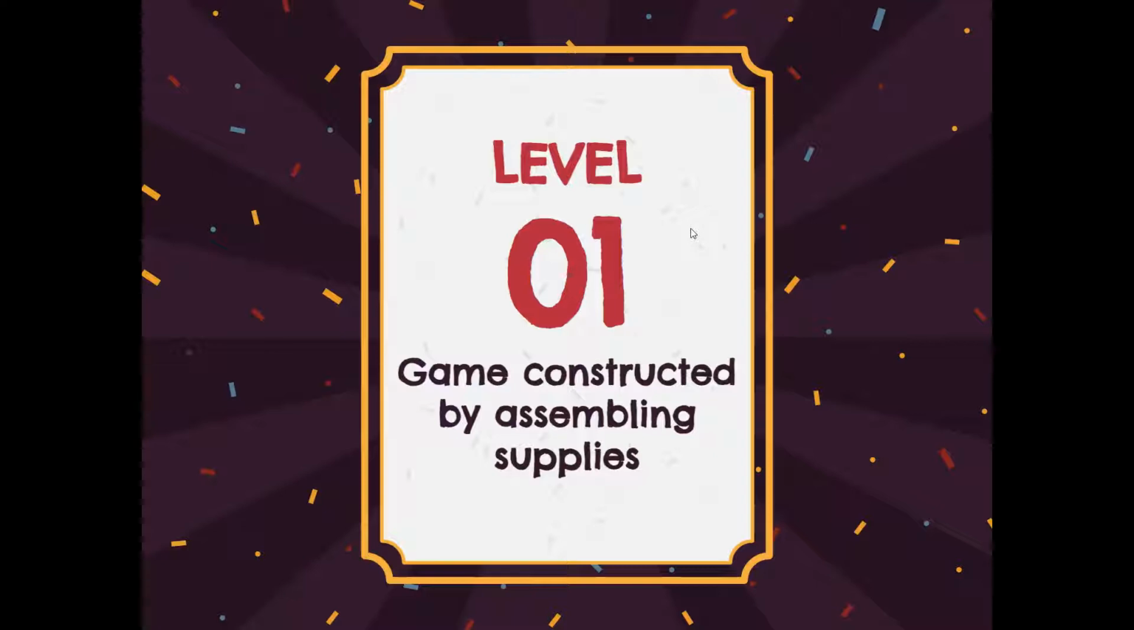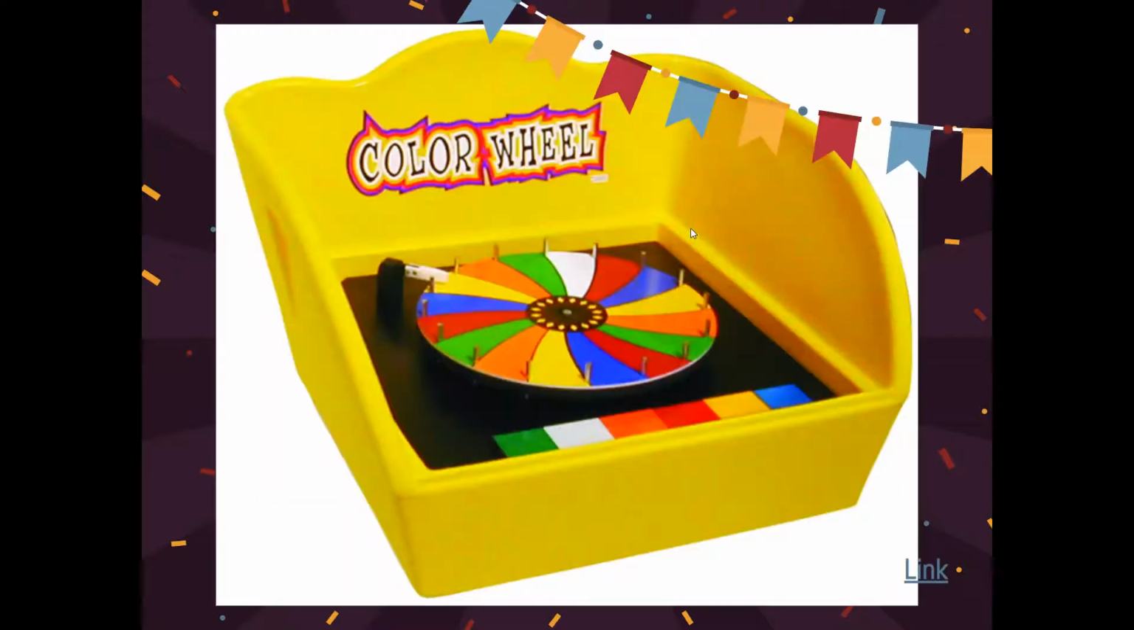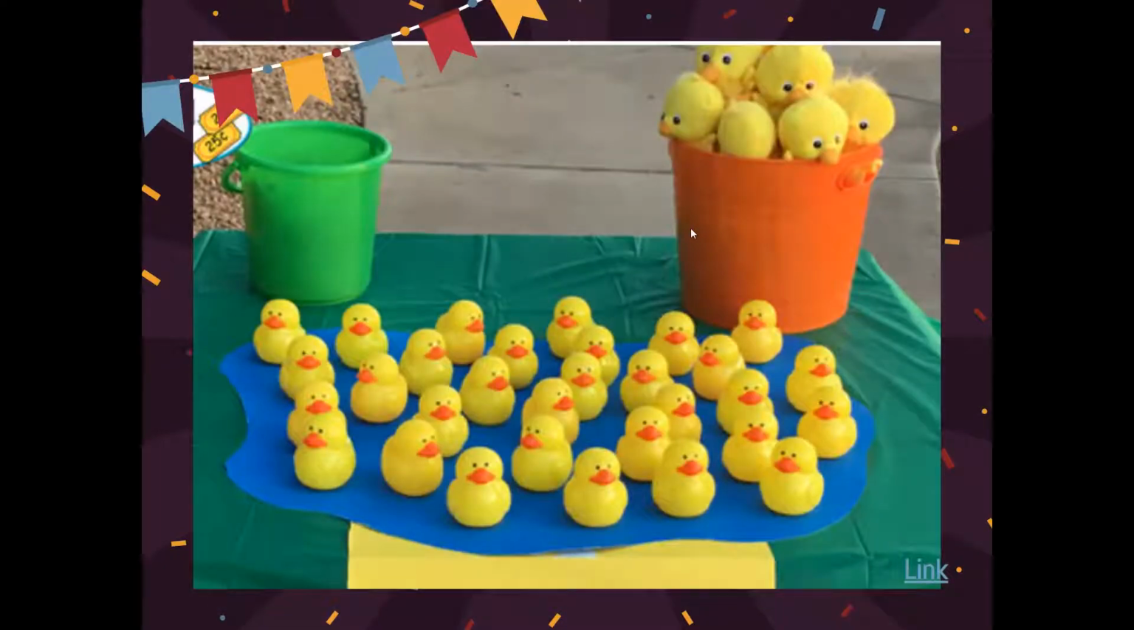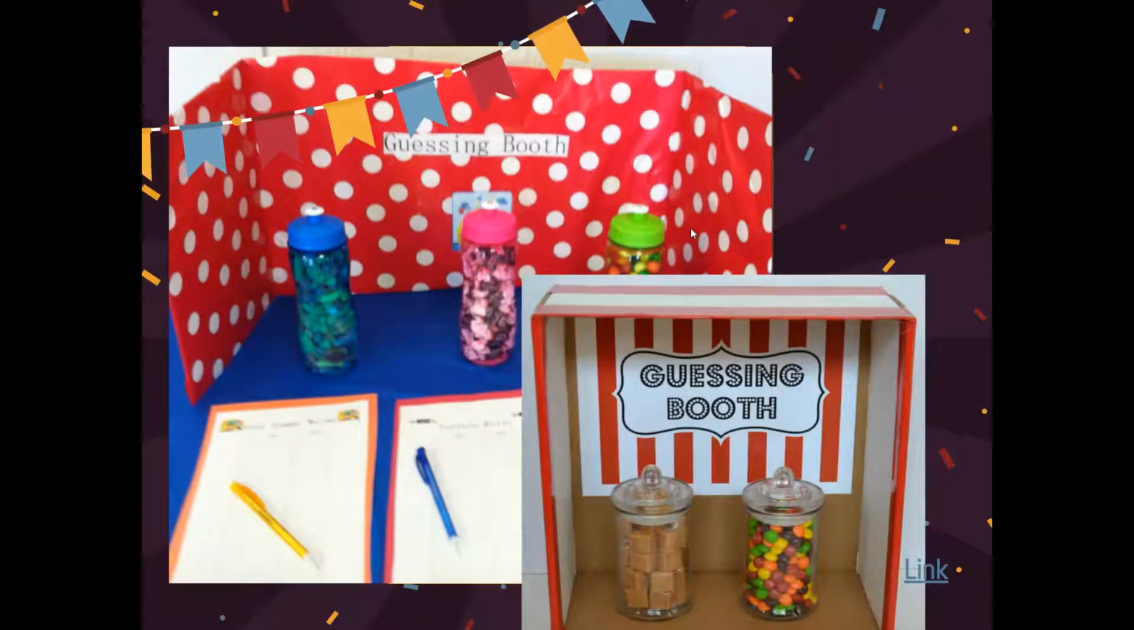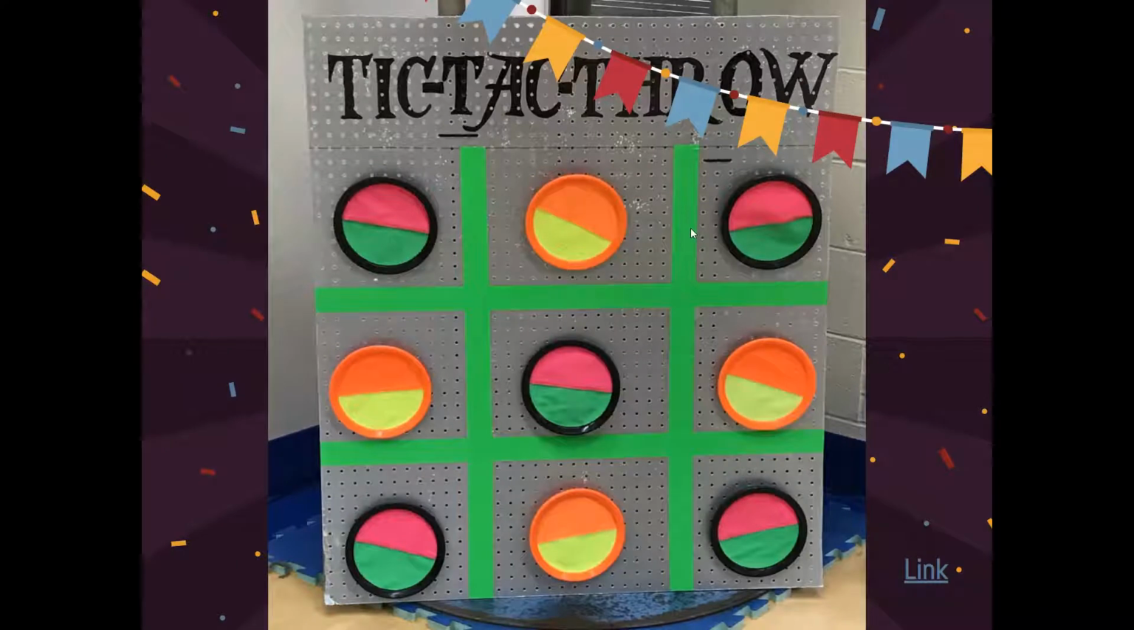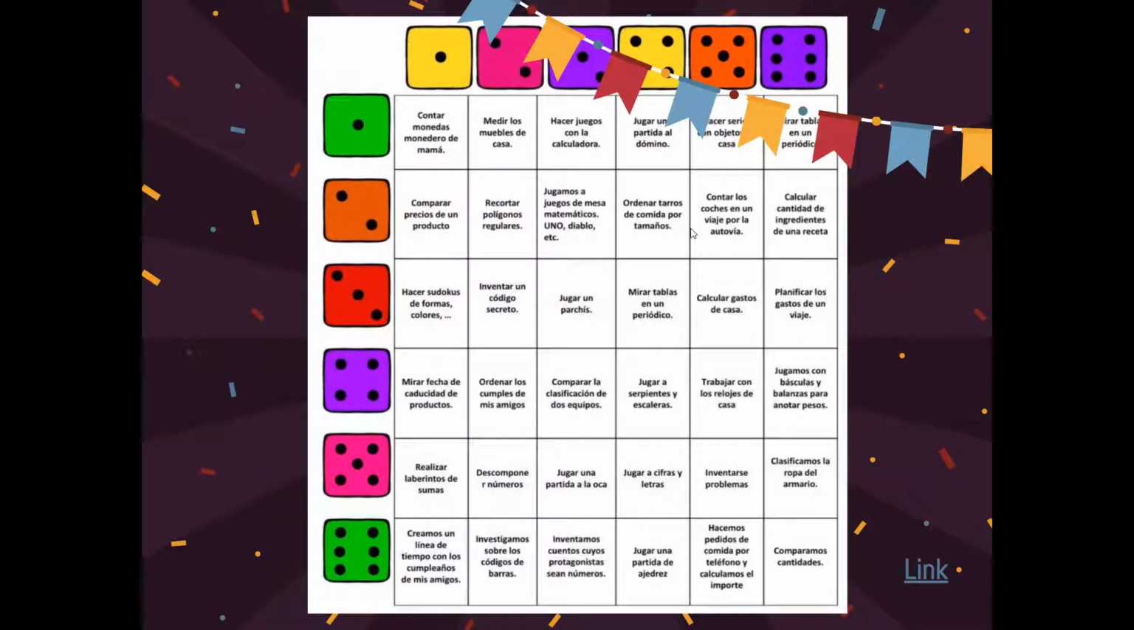We have 3 sets of examples. Level 1 is the idea that you are just putting things together with the materials we give you. Look at this color wheel. You spin it, they pick a color, and that's it. Not much building for that. These are ducks. Enough said. This is a guessing booth where you're trying to figure out how many jelly beans are in the jar. This is tic-tac-throw. They just took these throw catcher things and put them on a board. This one is a really good example of a purely random chance game.